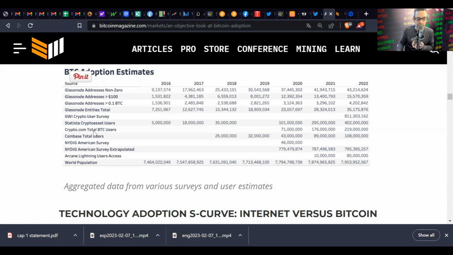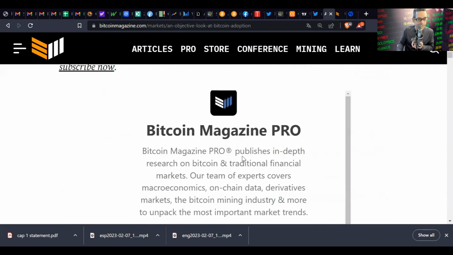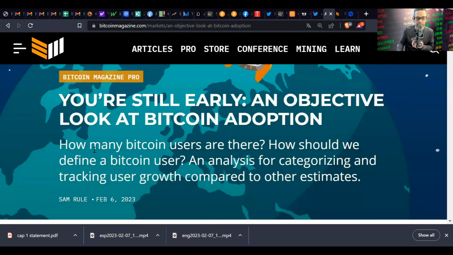According to crypto.com, total BTC users are 219 million. That's a small amount compared to the 8 billion people that are out there. In reference to Statista, crypto asset users number 402 million, almost double the amount from crypto.com. Now, what do these numbers tell you? One, you're still early. You can go in and invest for the long term. You'll be able to make some money.